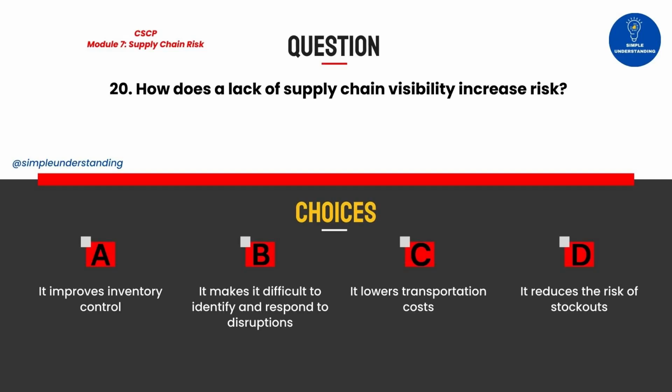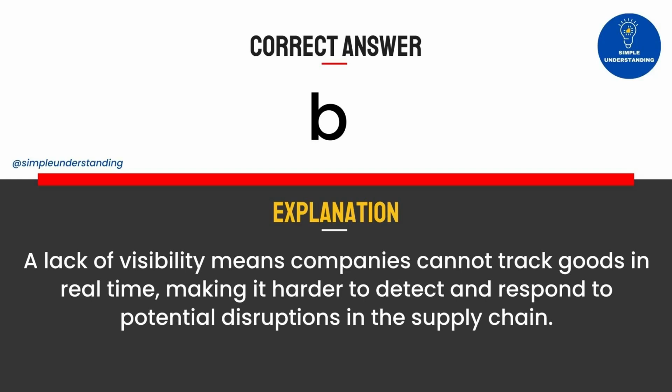It makes it difficult to identify and respond to disruptions. C. It lowers transportation costs. D. It reduces the risk of stockouts. Correct answer B. Explanation. A lack of visibility means companies cannot track goods in real time, making it harder to detect and respond to potential disruptions in the supply chain.